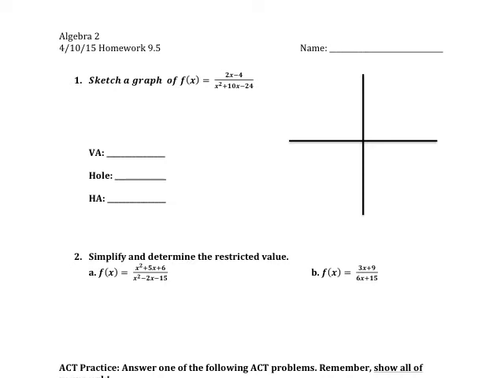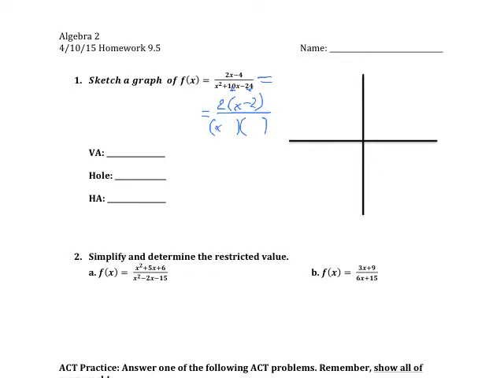All right, number one, sketch a graph of the function. I am going to begin that by doing a little bit of factoring. So actually I'll do it below it. The top part is I can factor out a 2. And the denominator I can factor into two binomials. I need two numbers that multiply to make negative 24 that add up to 10.